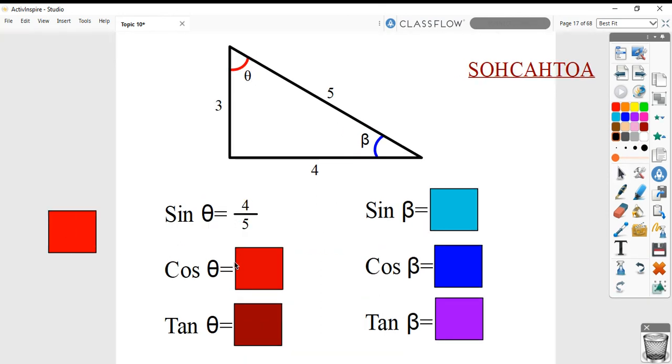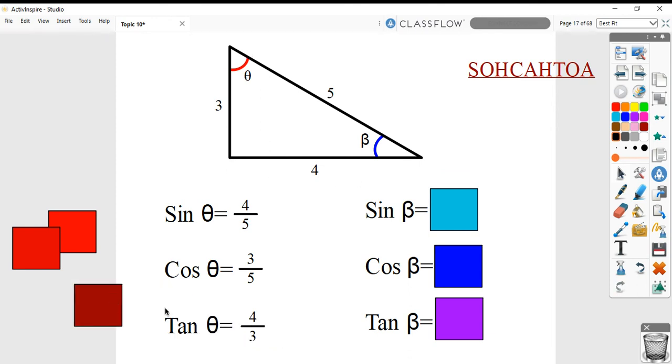Looking at theta again, cosine is adjacent over hypotenuse, caught another hippie. The adjacent side is 3, the hypotenuse is still 5, so it's 3 over 5. Tangent, tripping on acid, is opposite over adjacent. The opposite side is 4, the adjacent side is 3 this time, so we get 4 over 3 for tangent.